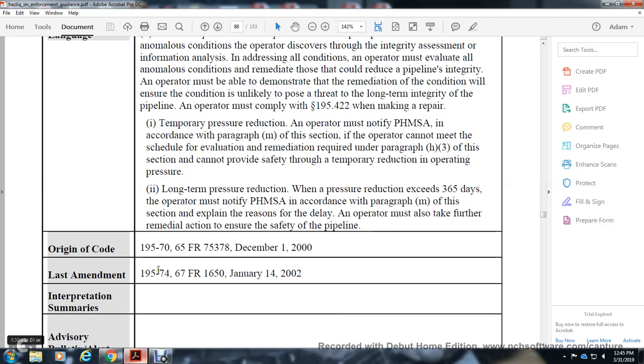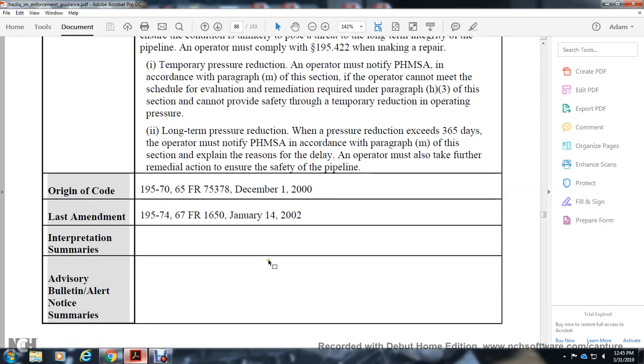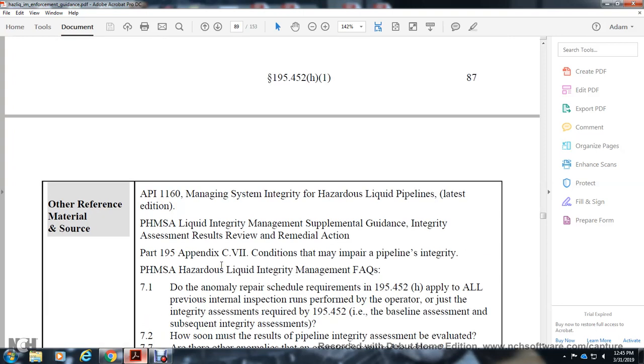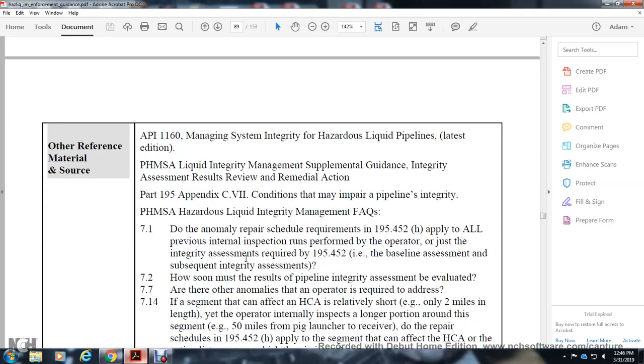Origin code 195, 75378, Federal Register December 1st, 2000. Last amendment 195-67, Federal Register 1650, January 14, 2000. Interpretation summary for the advisory bulletin, notice and summary not noted. Other materials in reference to the API integrity management system information: PHMSA liquid pipeline liquid integrity management supplemental guidelines, integrity assessment and review of the remedial action, 195 Appendix C, for the investigation of the impairment of the pipeline integrity. PHMSA has a look at integrity management.